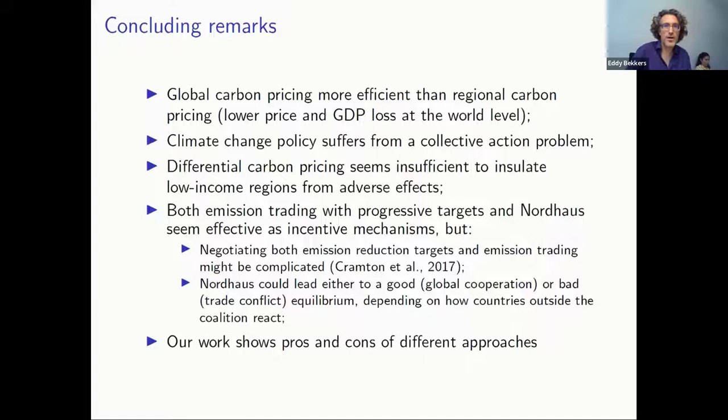And also when it comes to emission trading, if you look at the literature, and I think this partially explains why most of the policy discussion now is about a plain carbon tax, like the carbon price floor that the IMF is talking about, there are many arguments that point out that negotiating global emission trading is pretty complicated.